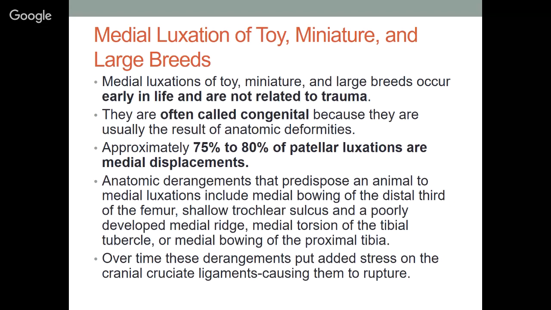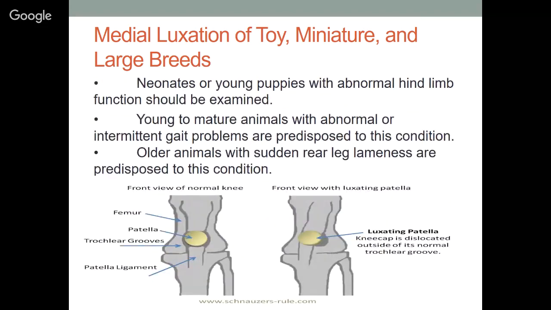So over time, it's going to create big problems. At the time that we diagnose it, usually it's not a major problem. What we have to look for is increasing problems, chronic issues that will make us want to do some surgery. So neonates or young puppies with abnormal hind limb function should be examined. Whenever I do a pediatric exam, I always check that patella and see if I can move it off to the side.